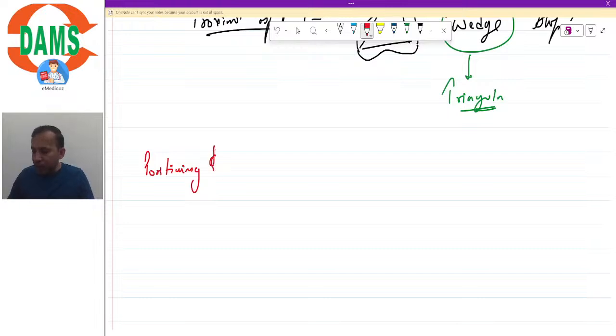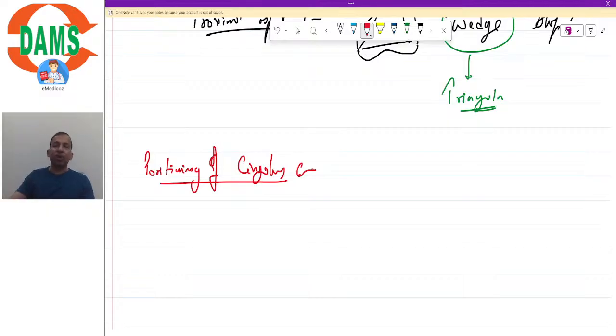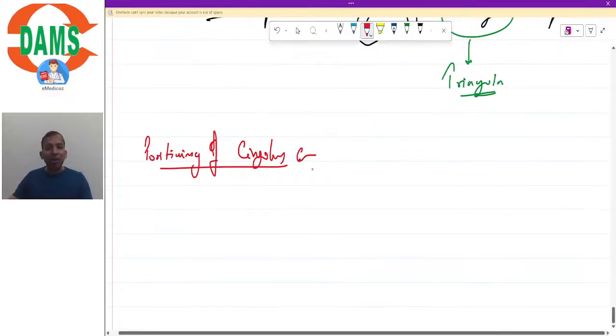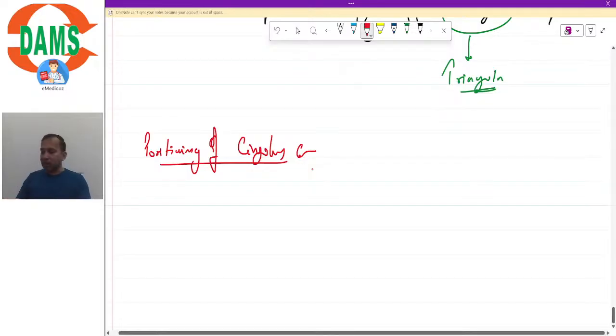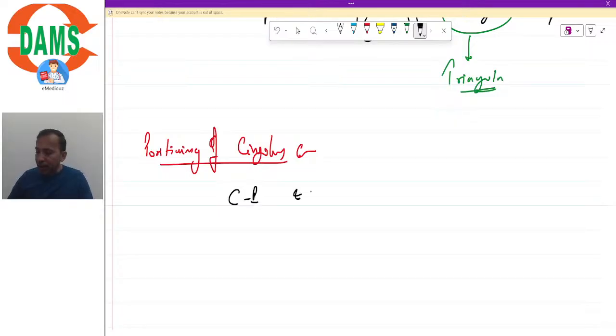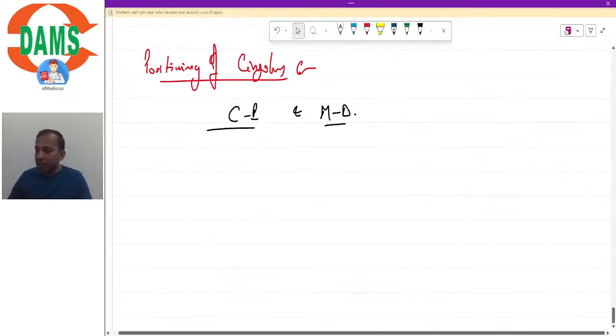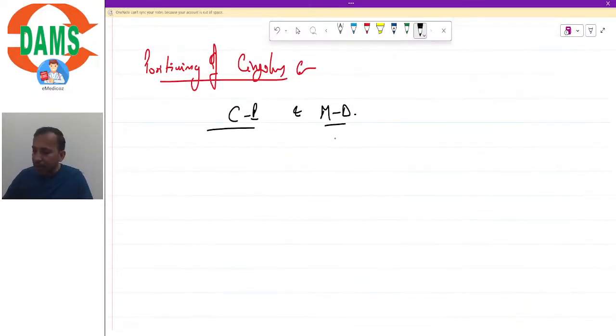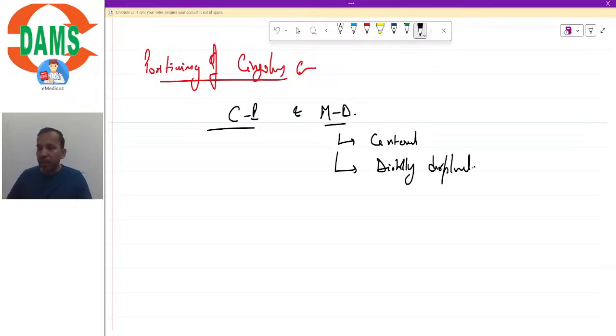Next, we can talk about positioning of cingulum. Sometimes a question may be asked on the position of the cingulum. Position of the cingulum can be discussed under cervicoincisal and mesiodistal positioning. If we talk about mesiodistal positioning, it could be either mesiodistally centered or slightly distally displaced, right?